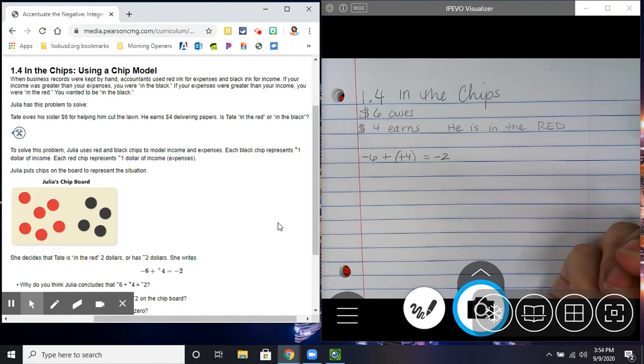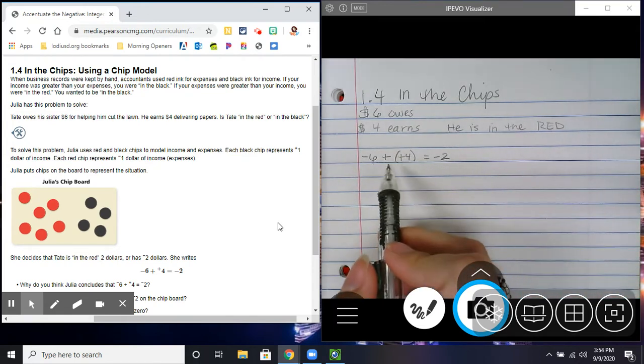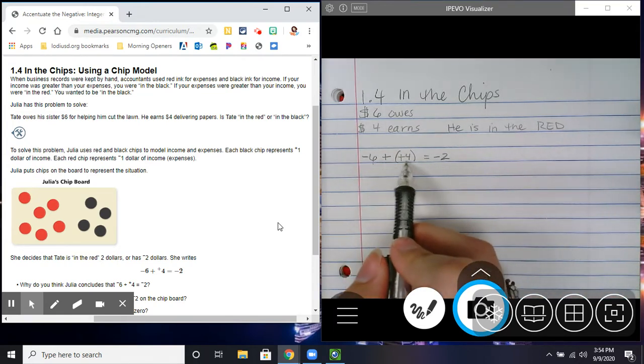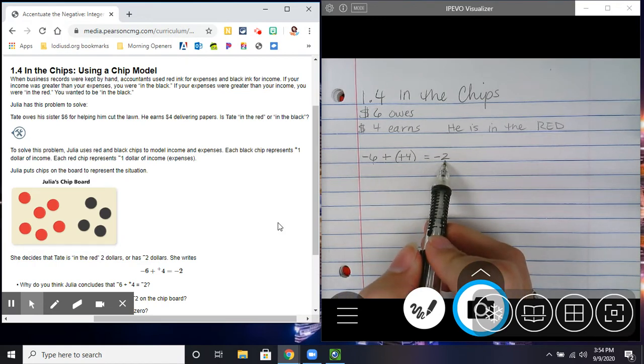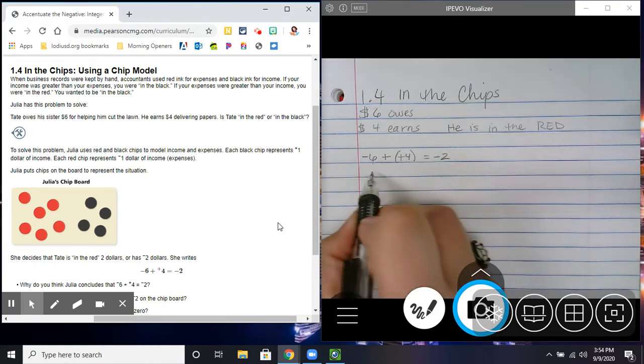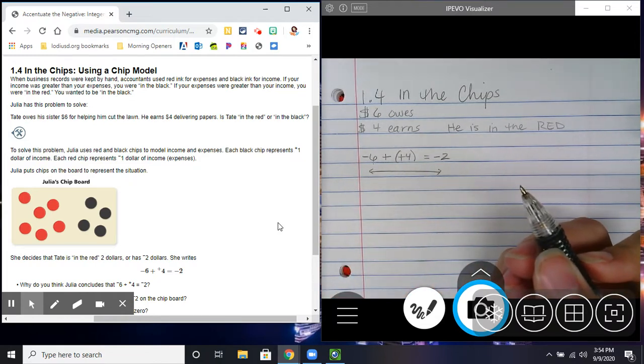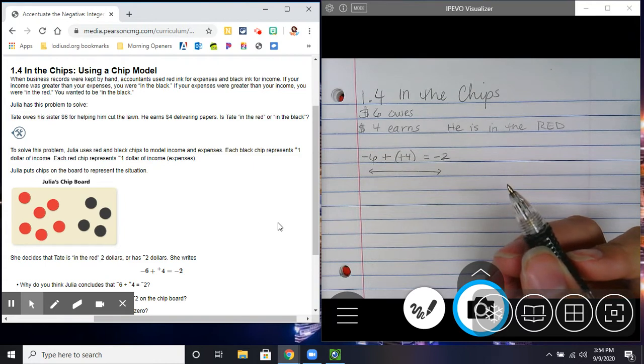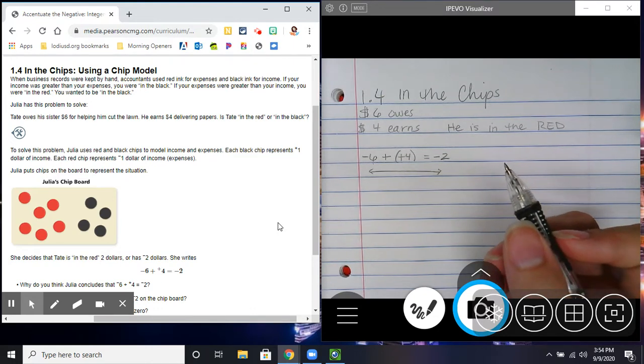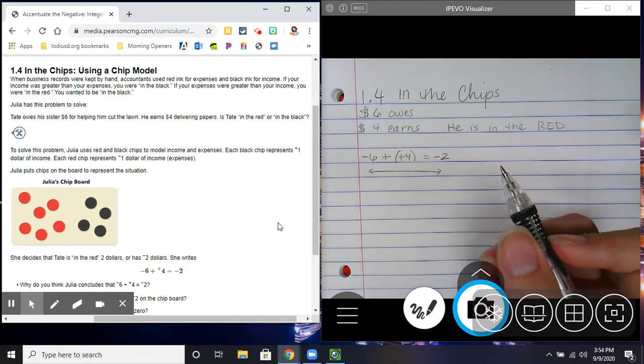Why do you think Julia concludes that 6 plus positive 4 equals -2? That's kind of like your opinion, I guess. You could talk about it if you put it on a number line. What is another way to show a total value of -2 on the chipboard? These are just prep questions, so I'm going to move on to part A.